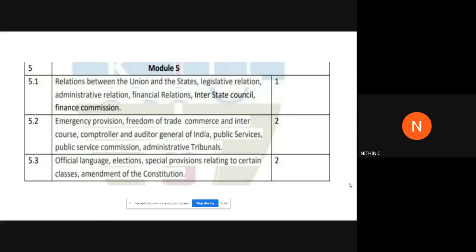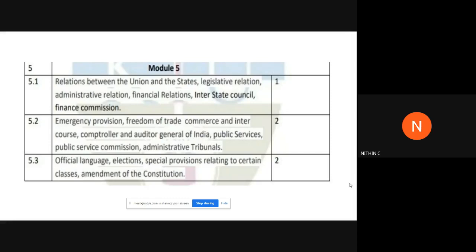And the third part is financial relations, then the Inter-State Council and Finance Commission. That comes as the first part of the module. Then emergency provision, freedom of trade, commerce and intercourse, then Comptroller and Auditor General of India, then public services, public service commission, then administrative tribunals. That will come in the second part. And finally, we'll be dealing with official language, elections, special provisions relating to certain classes, and amendment of constitution.